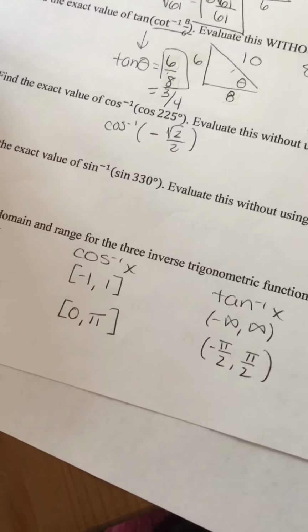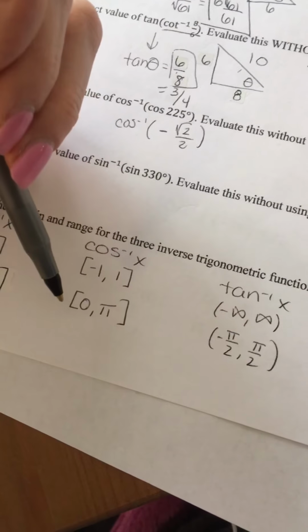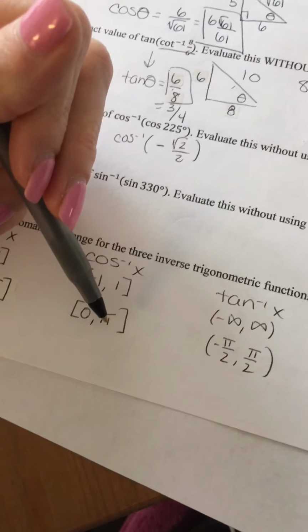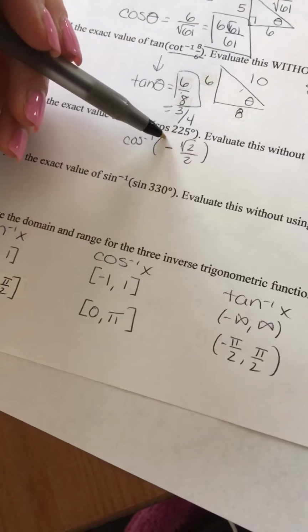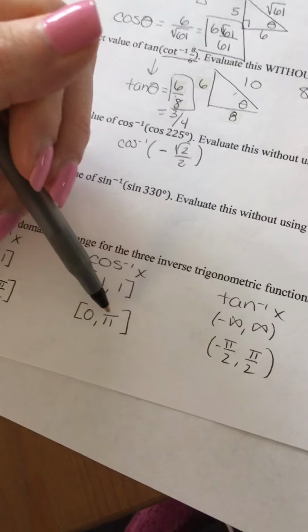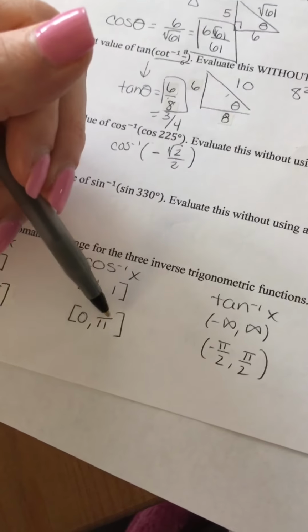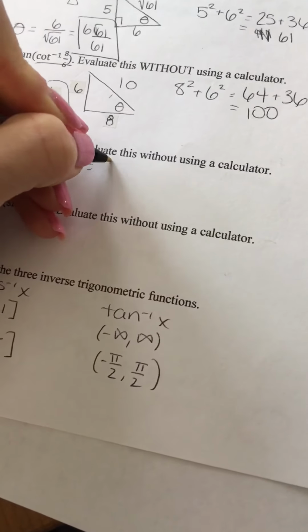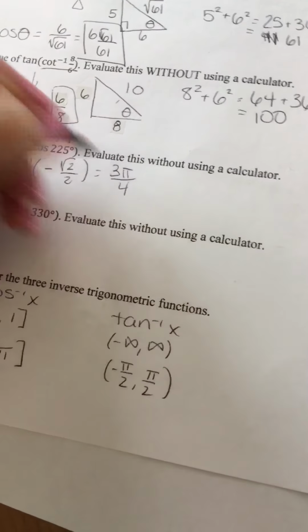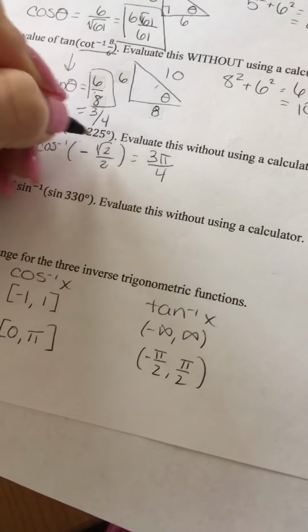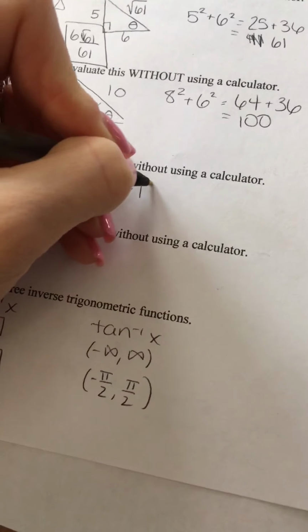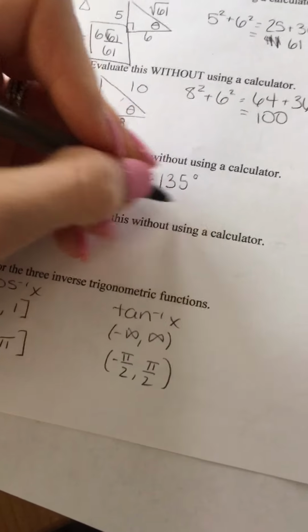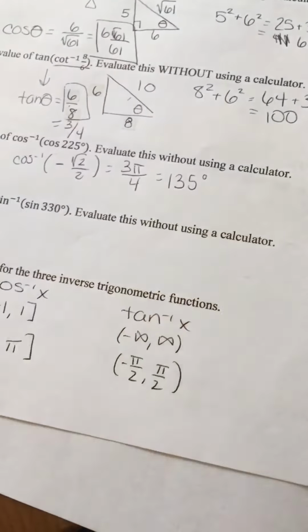Now, with the restricted domains, which I have written already for us, my answer can only be between 0 and pi. Because it's negative, and cosine is negative in the second quadrant, and I can only be between 0 and pi, the first and second quadrant, this answer is going to be 3 pi over 4. Or, since they're using degree measures, we'll use 135 degrees. That value is between 0 and pi, between 0 and 180, so I know we're good.